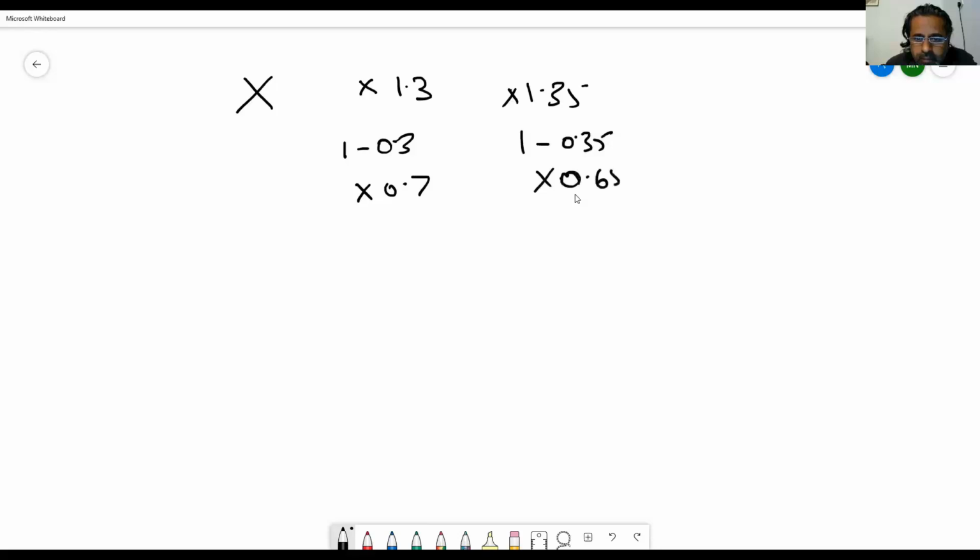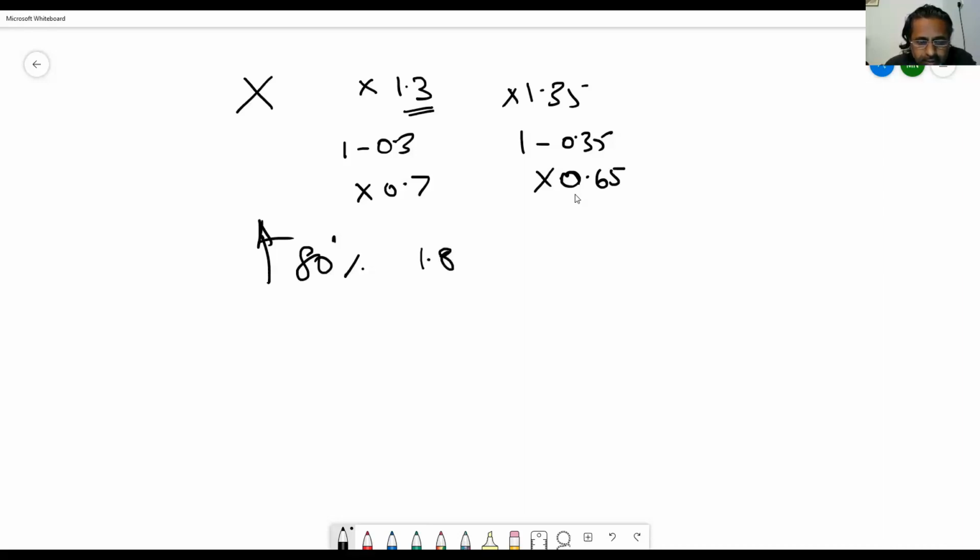Now suppose I'm increasing something by 80%. What do I do? Prakriti, can you answer this? Increasing by 80%, what do I do? Multiply by? Don't know, sir. Increasing by 30%, what do I do? I multiply by 1.3. So increasing by 80%, 1 plus 80 by 100. Yeah, 1.8. Decreasing by 80%?